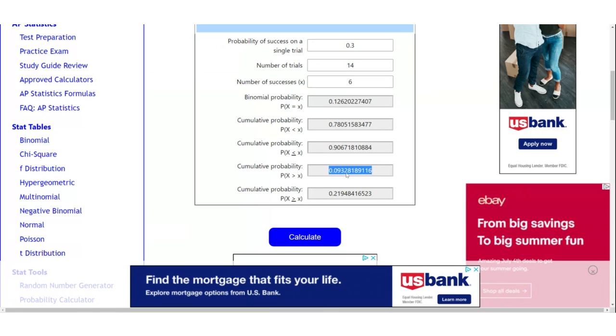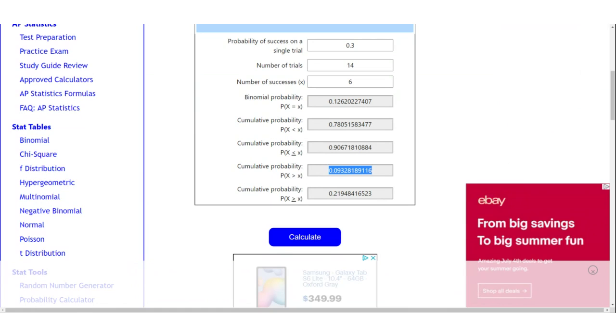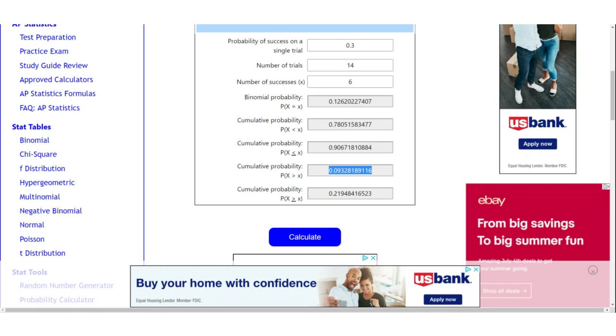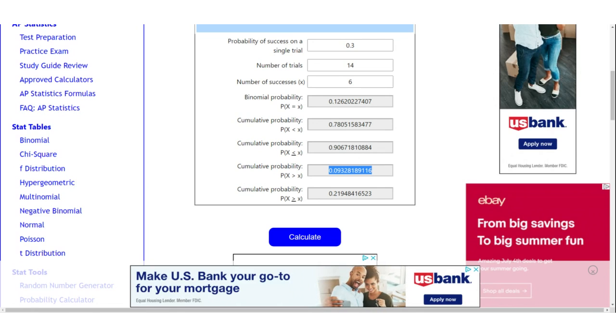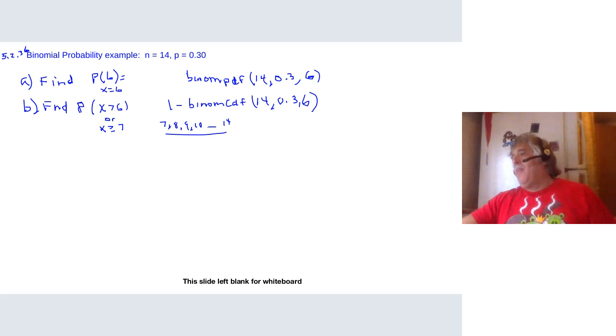Same thing if you were doing it in Excel. You'd have to do that 1 minus, but that's easier in like Excel. But it's not too hard in the calculator either. So questions about that? That's a harder one, the more than, because like I said, you got to use the complement fact. All right, let's see. Oh, and I should have wrote it on there, but it was 0.09, whatever.